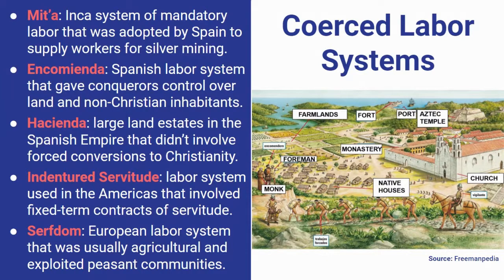You had serfdom, which was less the case in the Americas, although in practice, the workers in the encomienda and hacienda systems were essentially serfs. But in the hacienda system, they were serfs with a bit of choice, I guess. But my point is that there is some overlap here.